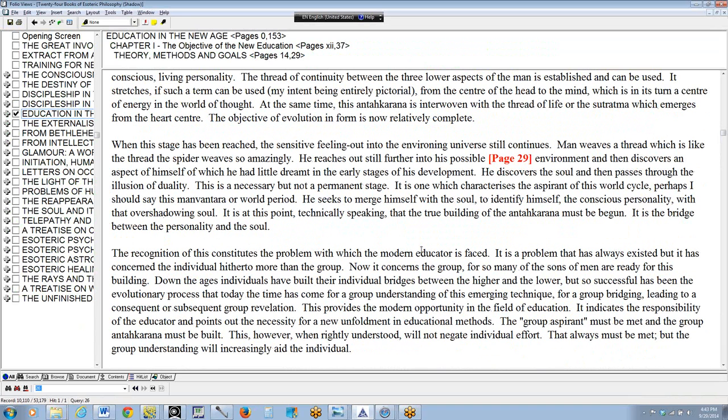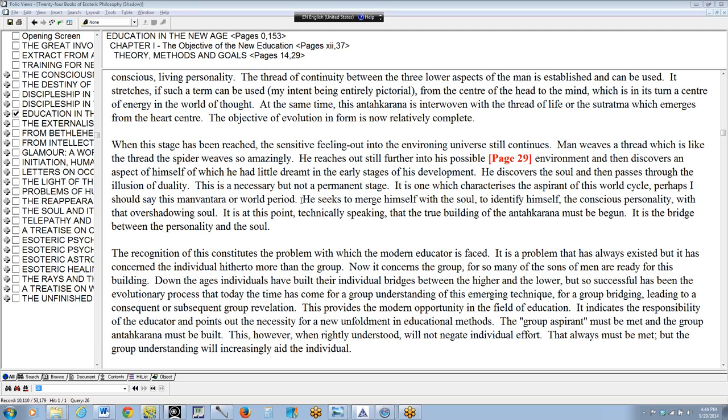When this stage has been reached, the sensitive feeding out into the environing universe still continues. Man weaves a thread which is like the thread the spider weaves so amazingly. He reaches out still further into this possible environment and then discovers an aspect of himself which he had little dreamt in the early stages of his development, he discovers the soul and then passes through the illusion of duality. And this is a necessary but not permanent stage. It is one which characterizes the aspirant of this world cycle. Perhaps I should say this manvantara, or world period.